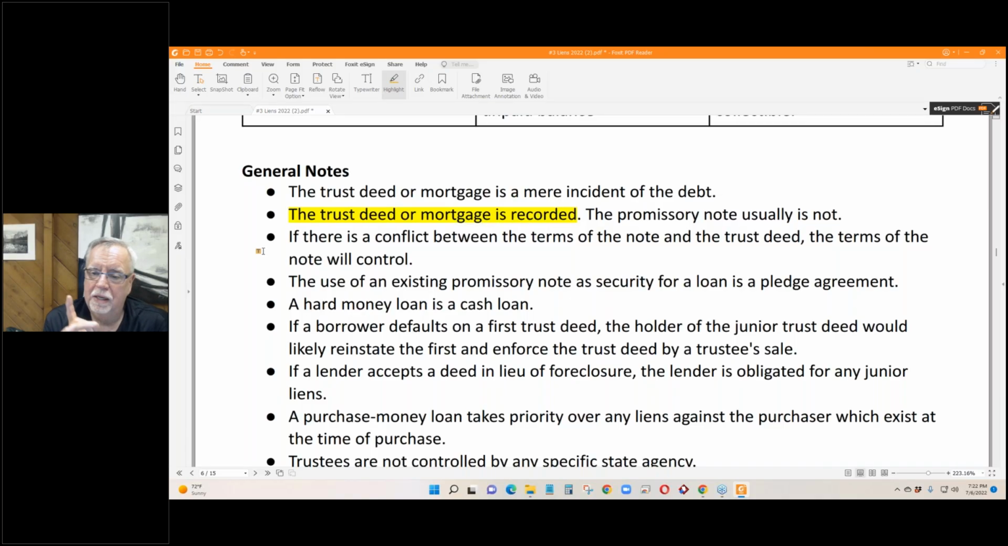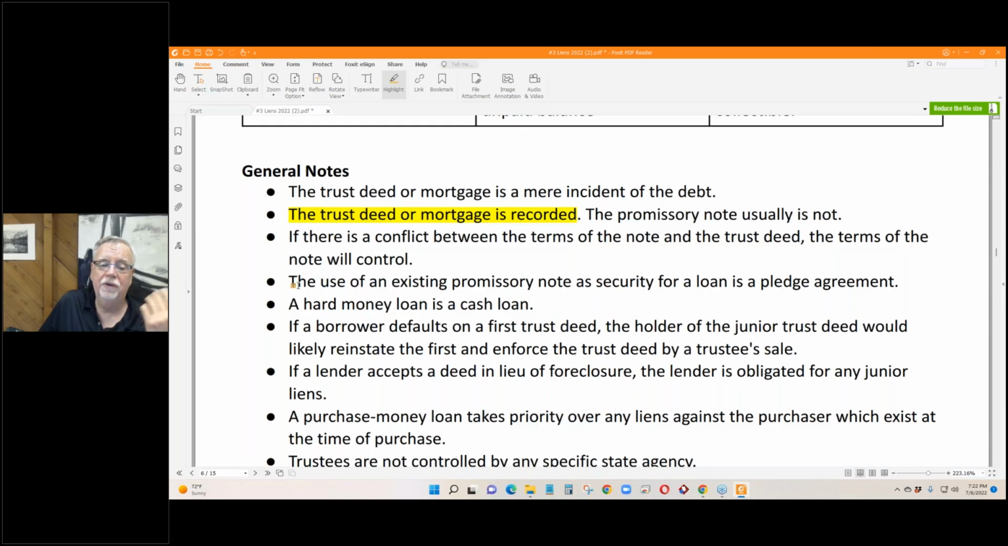And that's because you can only record documents with one exception, which we cover in business opportunities. You can only record documents that affect the title to or possession of real property, and the note by itself does not do that. The promissory note is not a lien. It doesn't lien the property. It's simply evidence that somebody owes money. It's the mortgage or trust deed that creates a lien, and that's what's recorded. If there's a conflict between the note and the trust deed, the note is the boss.